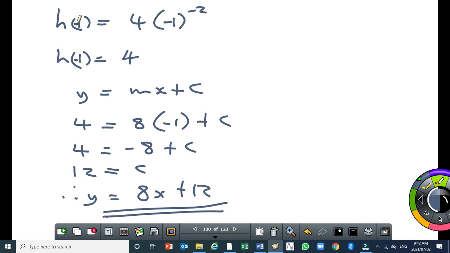Now that I have spoken about finding the equation of a tangent, let's go back to the homework before we take the break. Okay, let's go to the homework before we take the break.